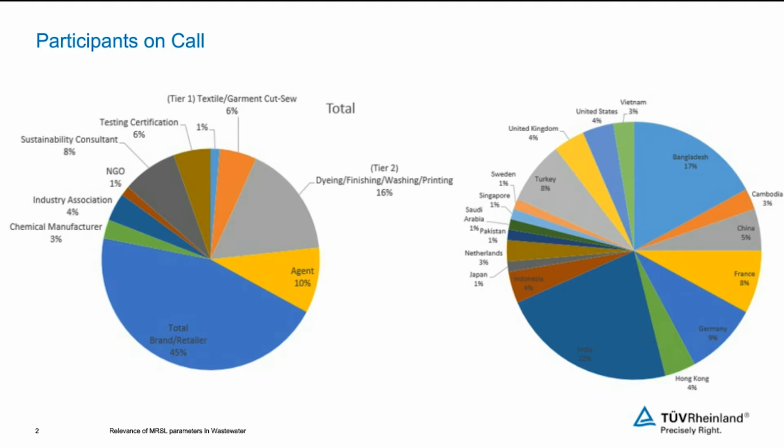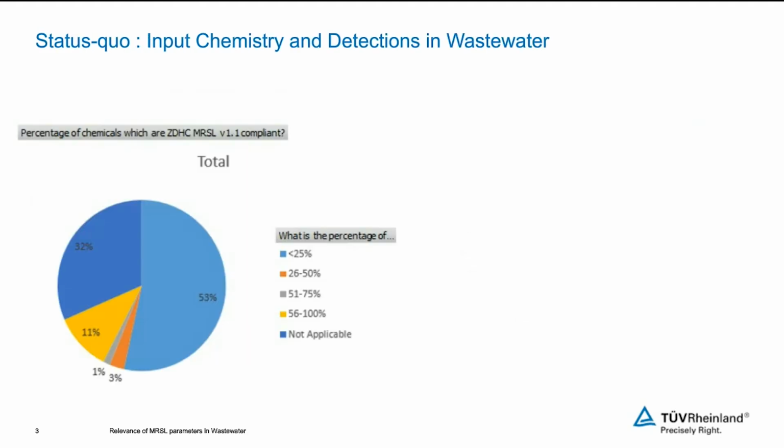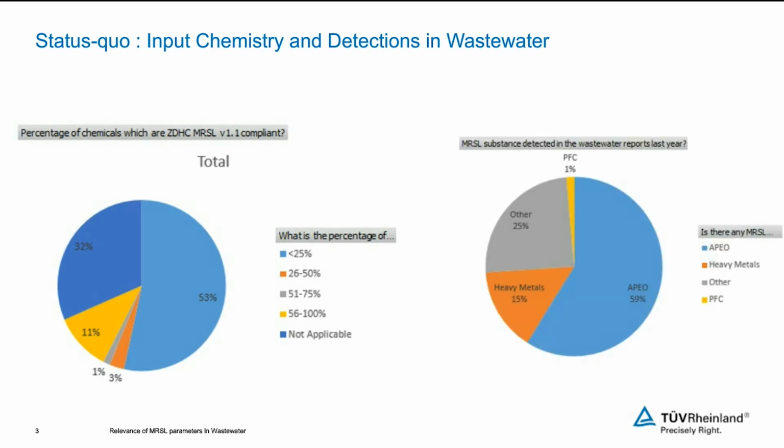Next up, let's look at the current situation in the factories. On the left, we see that over half of the respondents mention that less than a quarter of their chemical inventory is ZDHC MRSL compliant. It will be interesting to compare this with the ZDHC in-check reports on the gateway. On the right-hand side, we see that chemical groups like APEOs and heavy metals continue to be a challenge to eliminate.